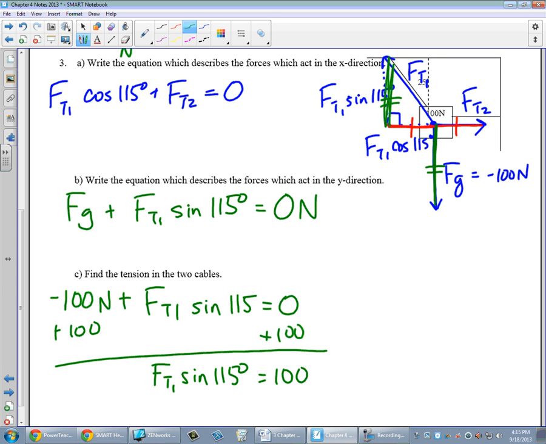Now I can divide both sides by the sine of 115. Get 110 newtons. Now if I take this and put it back into my first equation, I have FT1 cosine 115 plus FT2 equals 0. Well, FT1 is 110.